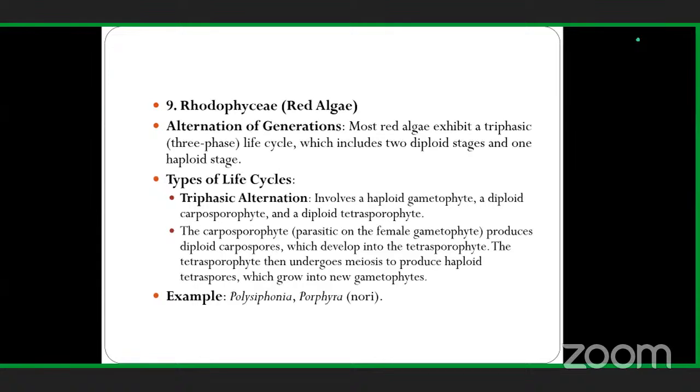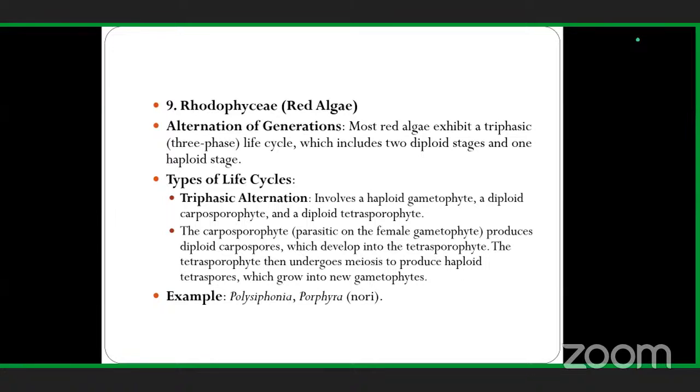Next is Rhodophyceae. This is very uncommon, it exhibits a triphasic, three-phase life cycle, which includes 2 diploid stages and 1 haploid phase. So this is the most uncommon alternation of generation, in Rhodophyceae, triphasic, means there are 3 phases here. 2 diploid stages, means 2 sporophytic stages, and 1 haploid stage, 1 gametophytic stage. Remember which class of algae shows triphasic life cycle? Answer is the Rhodophyceae.